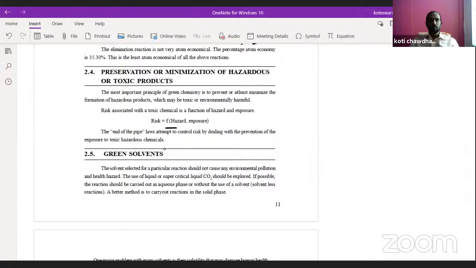Now, the most important principle of green chemistry is to prevent, or at least minimize, the formation of hazardous products, which may be toxic and harmful to the environment. The risk associated with toxic chemicals is explained in the following. Also, one of the rules is that end-of-the-pipe treatment is a law. There is a law to control the risk of any process, or to prevent the toxic or hazardous substances which are produced in the process.